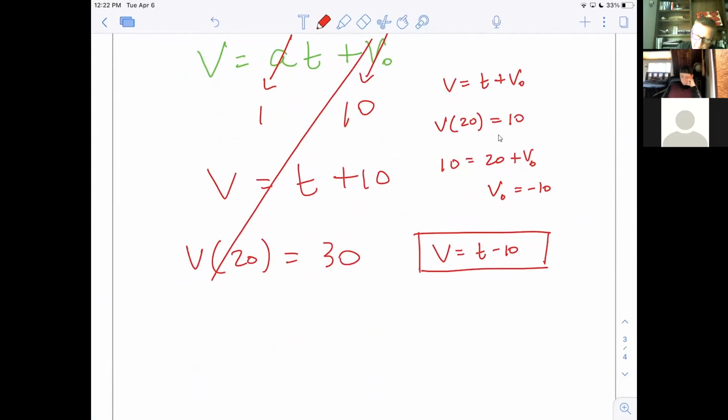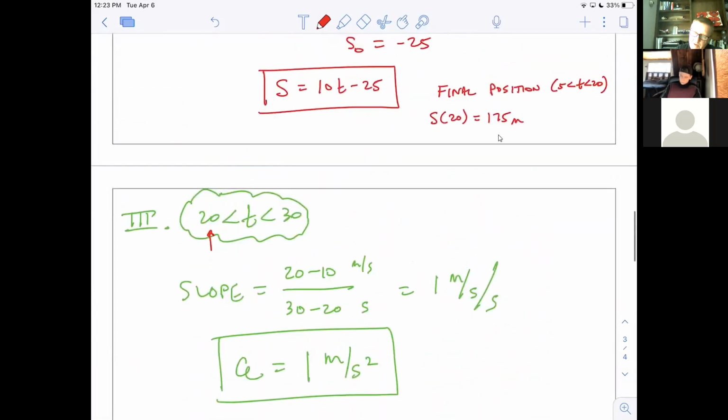Let's take the integral of this. The integral of t is t squared over 2. The integral of 10 is 10t plus my initial position. But again, that's not the position at time 0. Isn't this my initial position? The finished position from 5 to 20 becomes the initial position from 20 to 30.